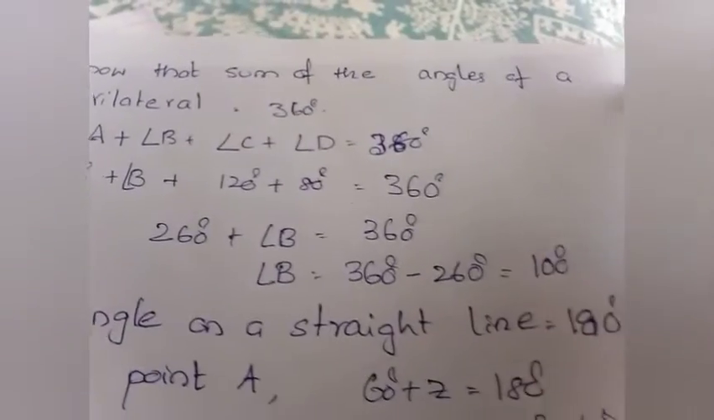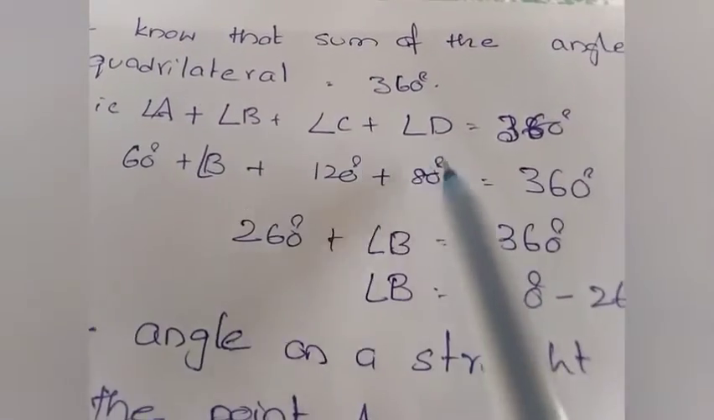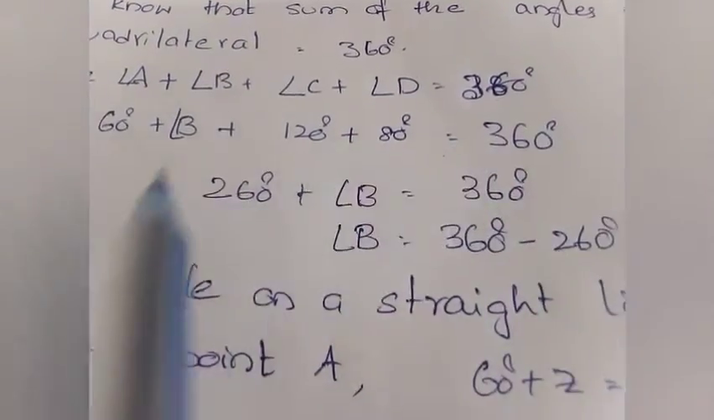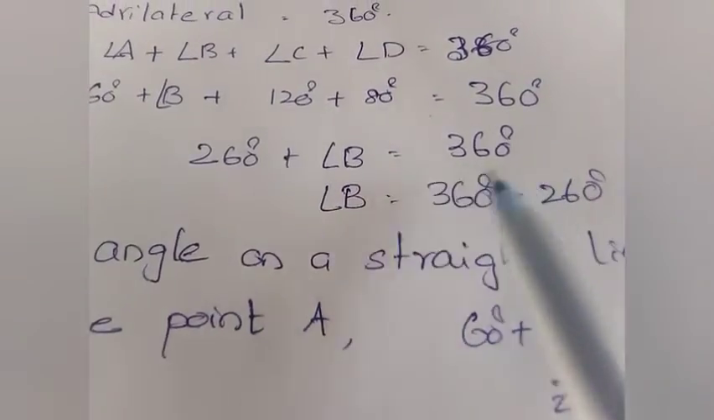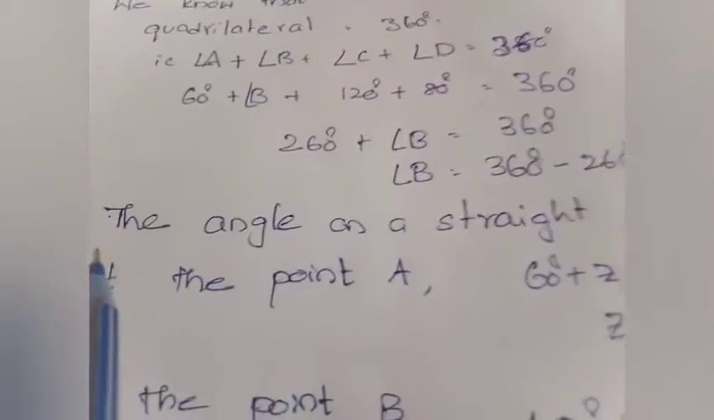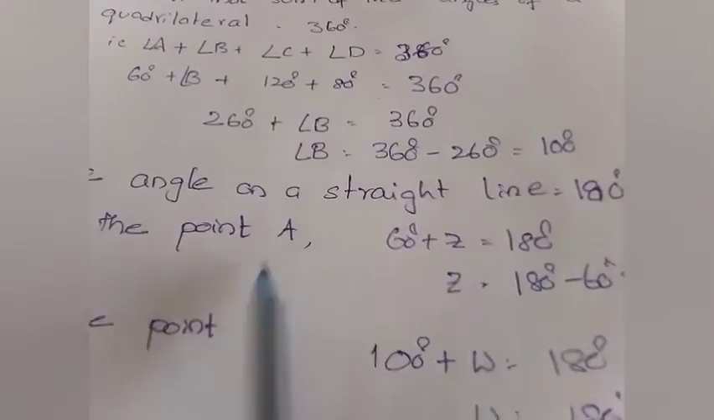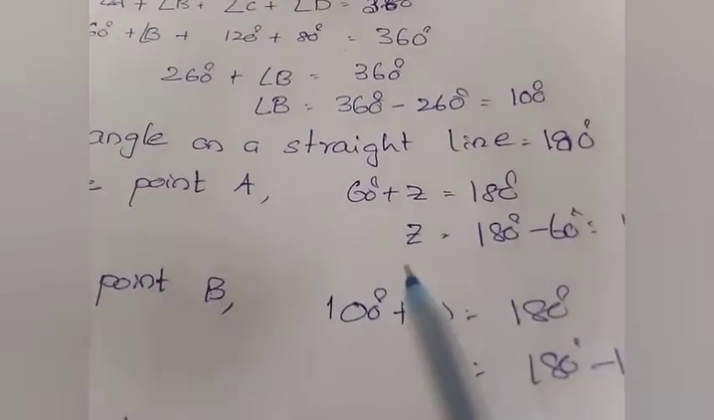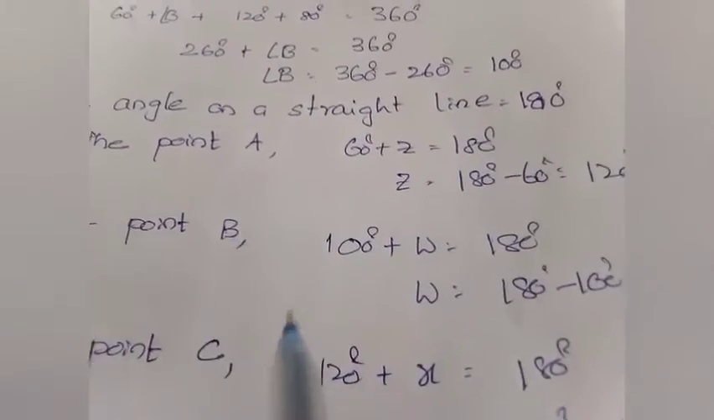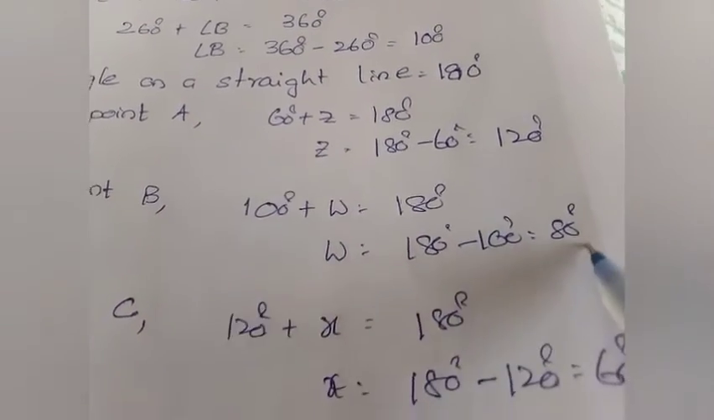We know that the sum of angles of a quadrilateral is 360. Angle A plus B plus C plus D is 360. 60 plus B plus 120 plus 80 is equal to 360. 260 plus angle B is equal to 360. Angle B is equal to 360 minus 260, that is 100 degrees. The angle on a straight line is 180 degrees. At the point A, 60 plus z is equal to 180 degrees. z is equal to 180 minus 60, that is 120. At the point B, 100 plus w is equal to 180. w is equal to 180 minus 100, that is 80.